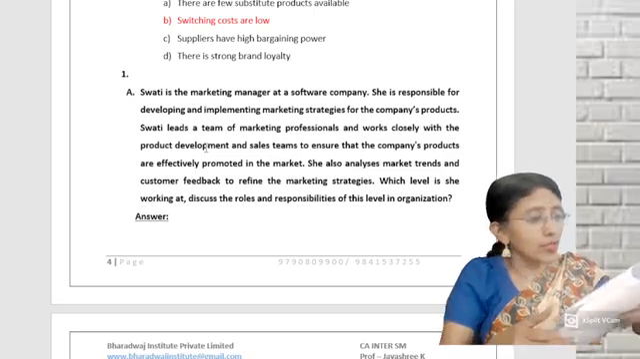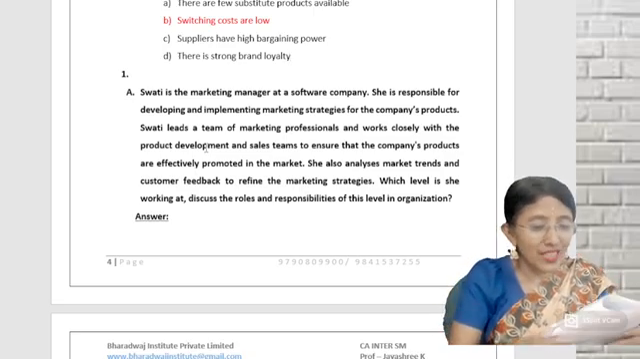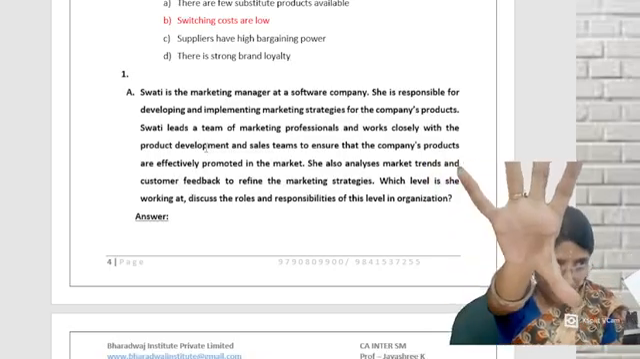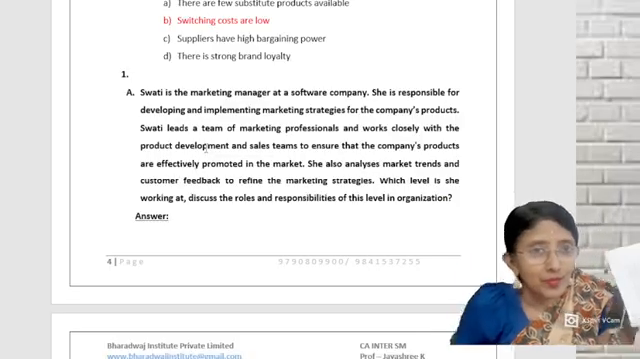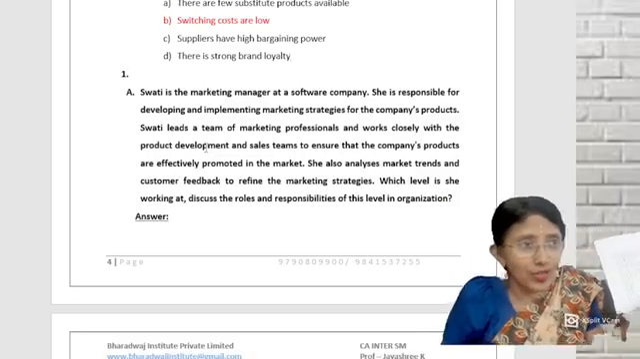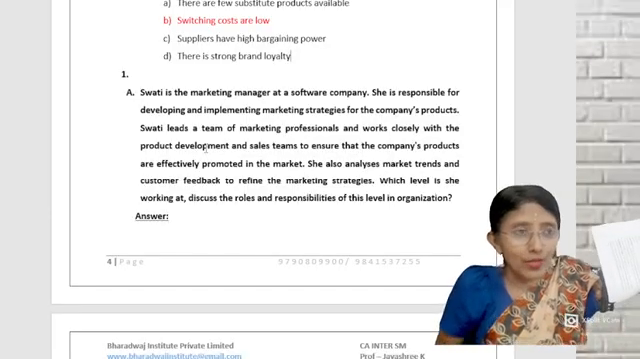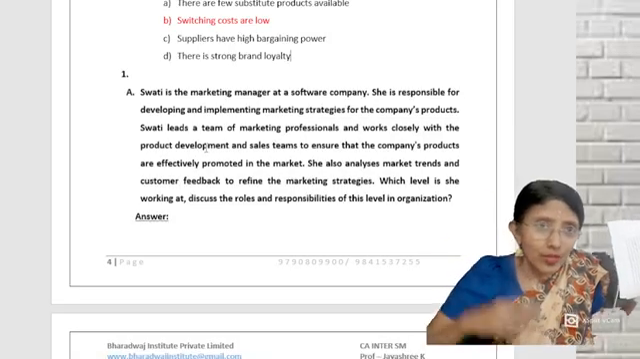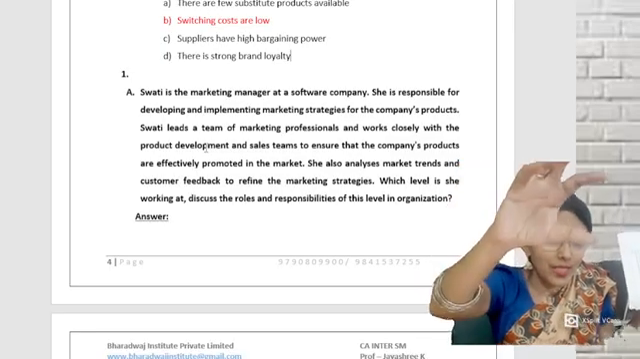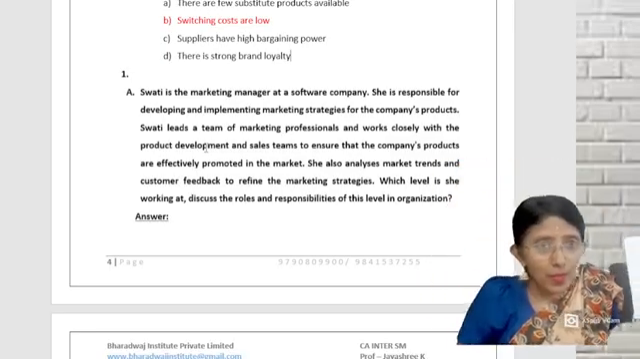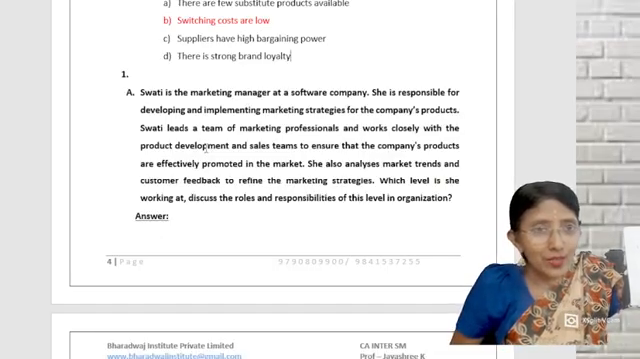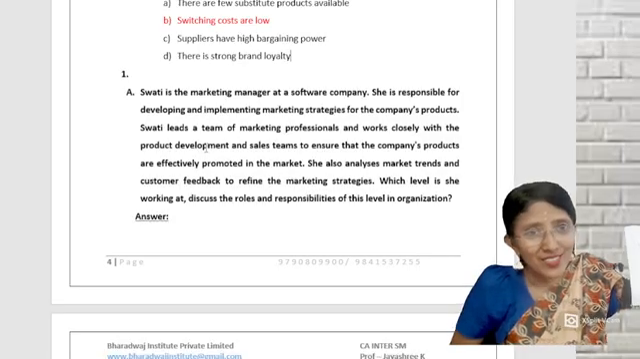I'm not showing you the answer, but were you able to identify the level at which she is working? Because you're going to write theoretically about that level and Swati's example. The answer is outrightly given actually. At what level is she? Corporate, business, functional. She is a marketing manager. So she is at functional level.